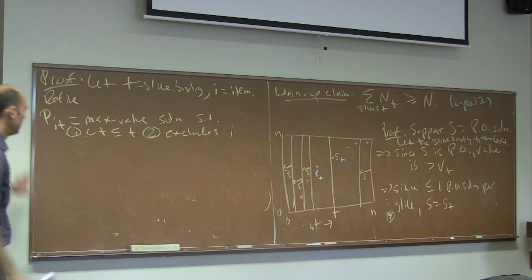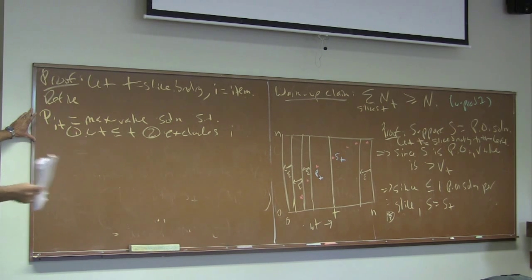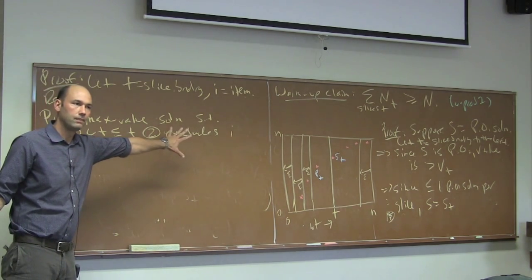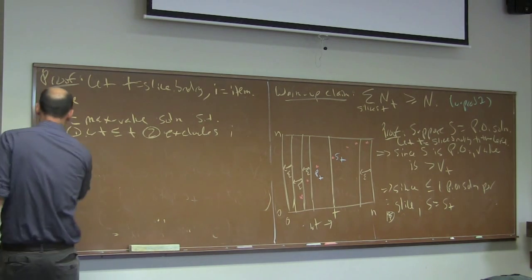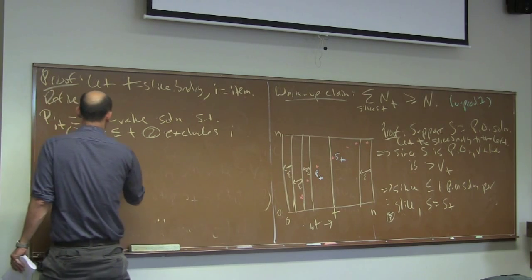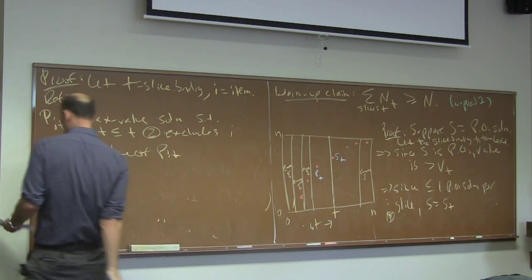So PIT may, so remember, before we defined PT as just the max value solution looking left. So PIT may or may not equal PT. If you just optimize value looking to the left, maybe you get lucky and the optimal solution doesn't include I anyways, and then it's also optimal for this problem. On the other hand, maybe you get a strictly smaller value solution by adding this constraint that you're not allowed to contain I. So PIT may or may not be the same thing as PT was before. Okay, so VIT is the value of PIT as before.